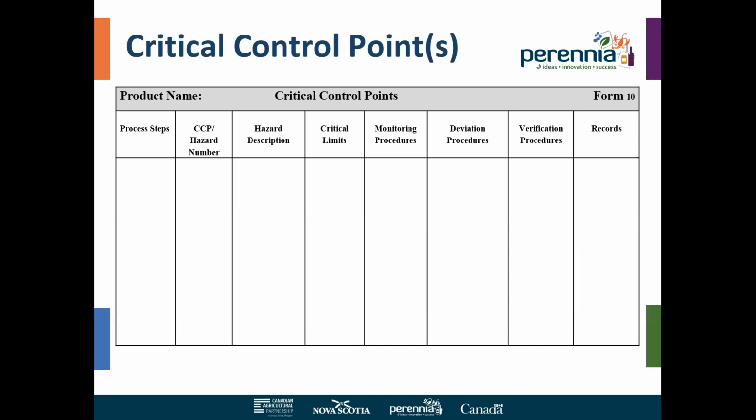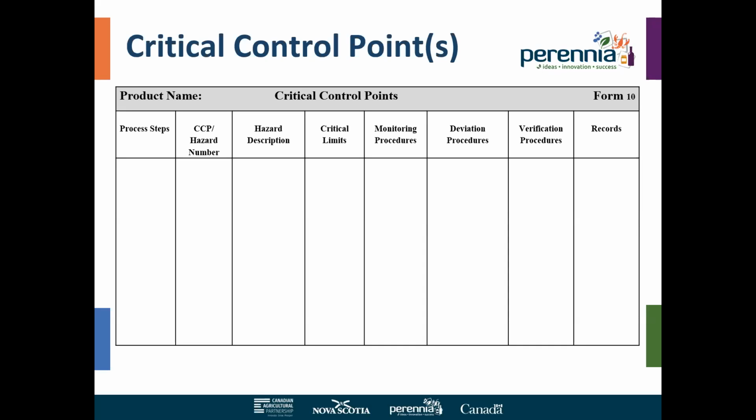Let's say, for example, it's metal. That's the hazard you're concerned about, so it's a physical hazard. Your critical limits here may be the calibration wands that you're putting through. So the three types of metal: ferrous, non-ferrous, and stainless steel, and the sensitivities may be 1.5 millimeters, 2.0 millimeters, and 2.5 millimeters.